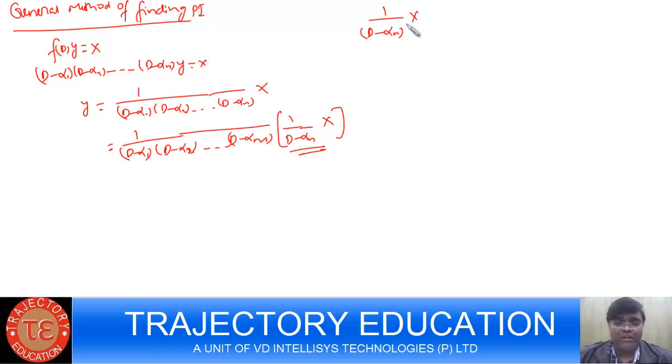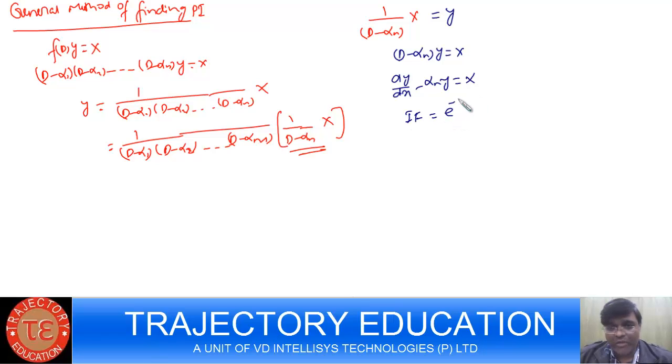Let's say how we find 1/(D − α_n) acting on x. Suppose this is equal to y. So this is (D − α_n) y = x, that is dy/dx − α_n y = x. So the integrating factor is e to the power −α_n x, right? So your y times e^(−α_n x) is equal to the integral of x e^(−α_n x) dx plus some constant. You don't go for the constant, this will appear in the CF, right?